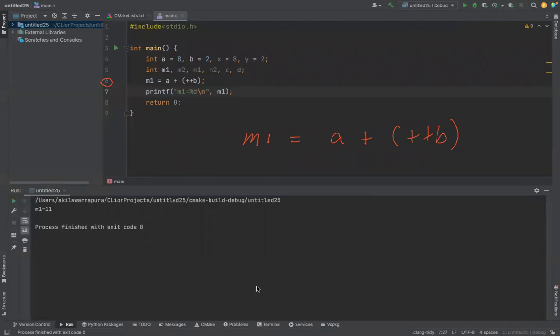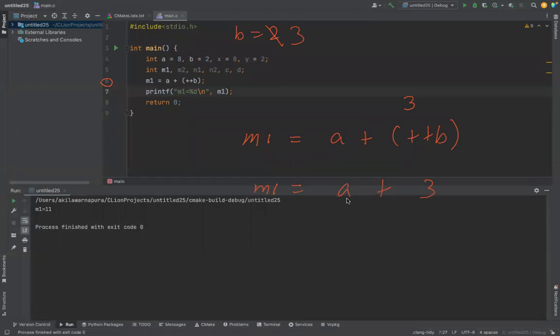Prefix means it does the change first. So okay. B value increment by 1. What is the B value? It is 2. Okay. This B value is 2. It should be incremented by 1. Therefore, the new B value is 3. Okay. Then what you can do here, the value is 3. First increment. After that, assign this 3 to the here. Then M1 is equal A plus 3.